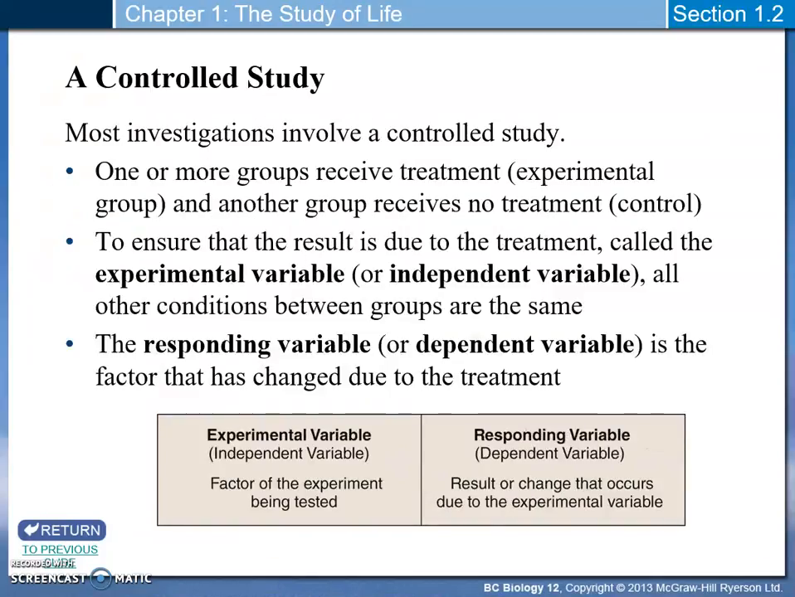A controlled study, we just mentioned this before, but what this means is that one or more groups will receive treatment, but another group will not receive the treatment, and that's referred to as the control group. To ensure that the result is due to the treatment, called the experimental variable or independent variable, all other conditions between the groups must be kept the same. The responding variable or dependent variable is the factor that has changed due to the treatment.